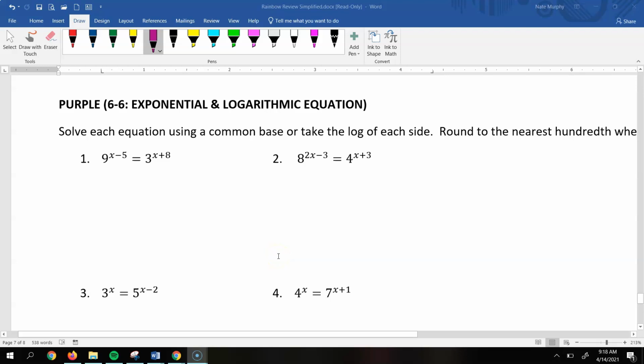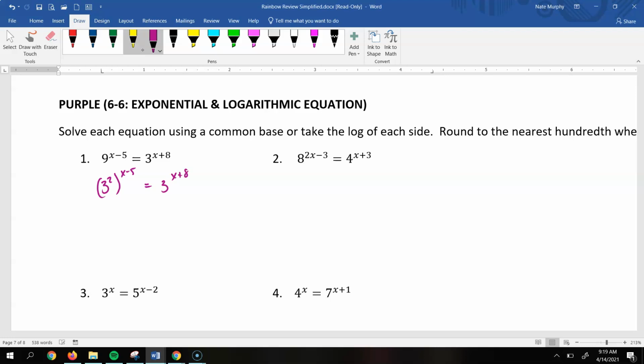All right, let's look at number 1 in this purple section. So we're going to solve each equation by using a common base or take the log of both sides. So for this one, I noticed that 9 is the same as 3 squared, to the x minus 5 power, equals 3 to the x plus 8 power.